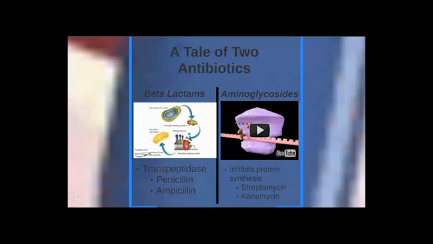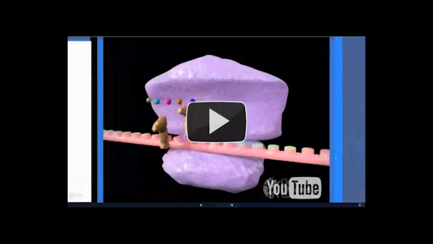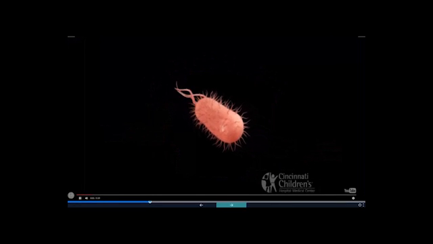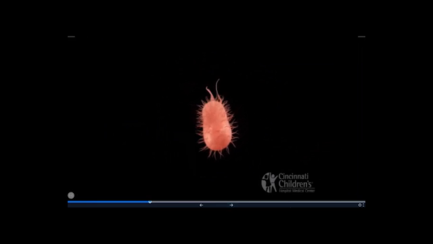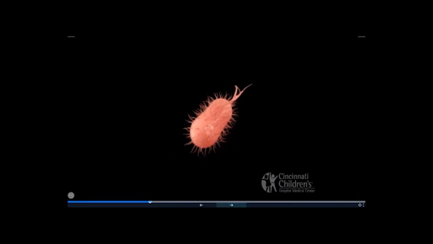Aminoglycosides, on the other hand, they affect protein synthesis. They're mostly effective against gram-negative bacteria. So as you can see here, we have our typical bacteria, and they work by going against the ribosome.